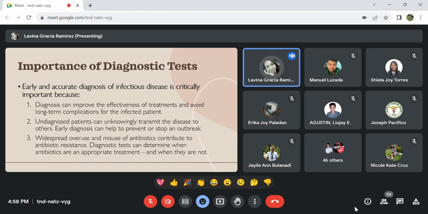So if you do a routine screening of disease of the animal, especially if it is infectious, then you can provide the basis of a specific treatment. Remember your pharma 2. We have what we call broad spectrum antibiotics and narrow spectrum. Better if you give the narrow spectrum one because it only kills the specific bacteria. That is to avoid also the affecting of other bacteria.